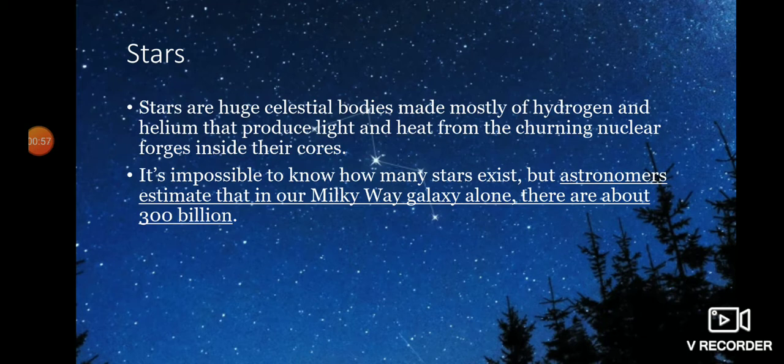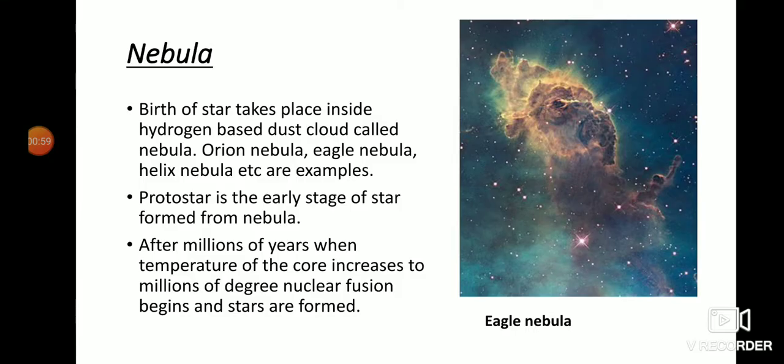So stars are formed from a gaseous cloud named nebula. The birth of a star takes place inside a hydrogen based dust cloud called a nebula. That means the nebula is the birthplace. Here you can see one picture of a nebula named the Eagle Nebula. Orion Nebula, Helix Nebula, there are many such nebulae from whose dust clouds the stars are formed.